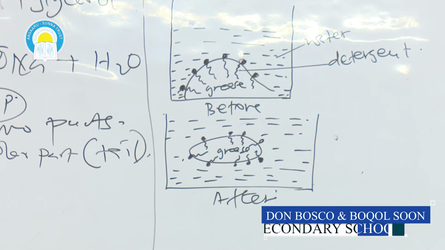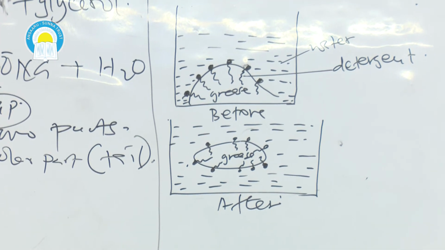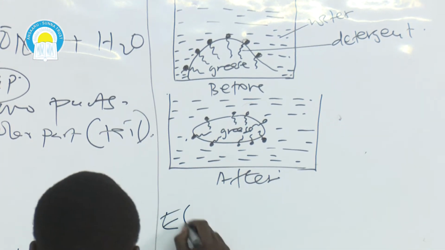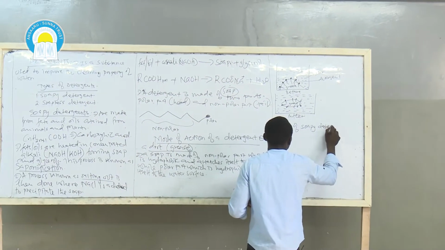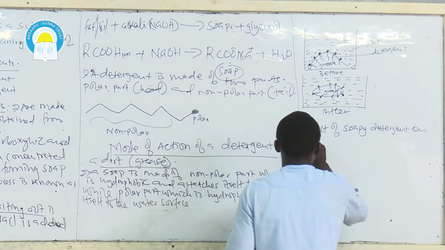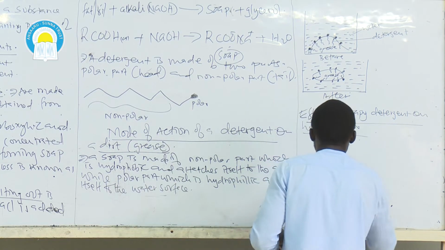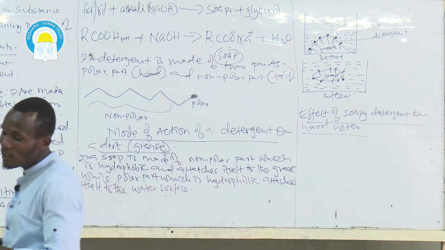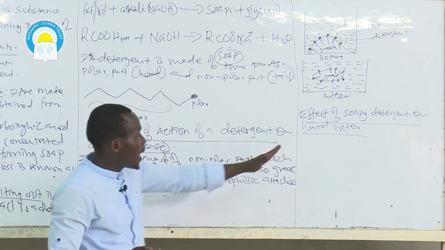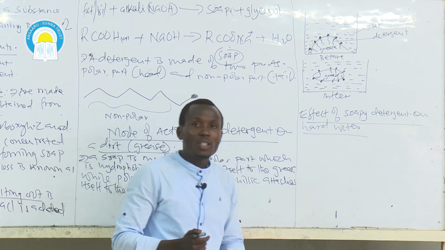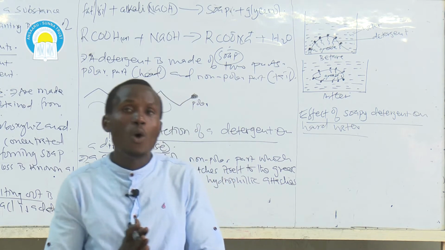Now, we also check the effect of a soapy detergent on hard water. Before I talk about the effect, hard water is water which contains calcium or magnesium ions, which are responsible for water hardness.